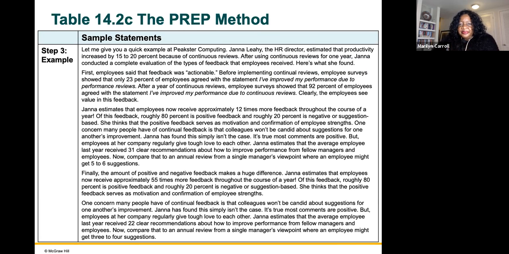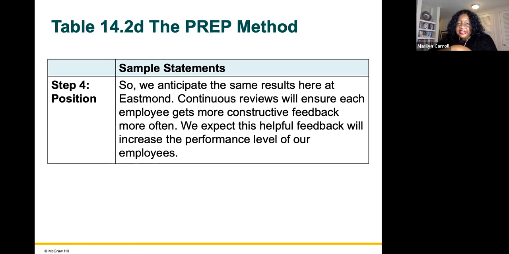Now, example. Oh my gosh, here is a great example, sample statements. Let's take time to pause the video and read this thoroughly, all right? Let's read and see what we come up with from this. All right, so that was a great sample statement.